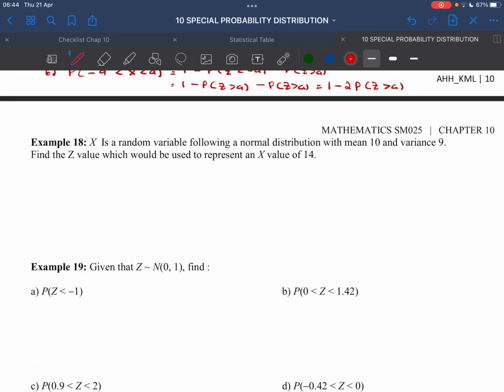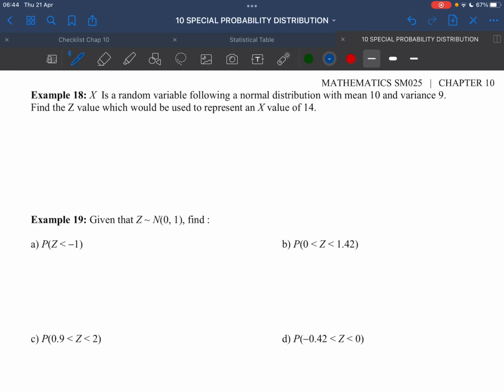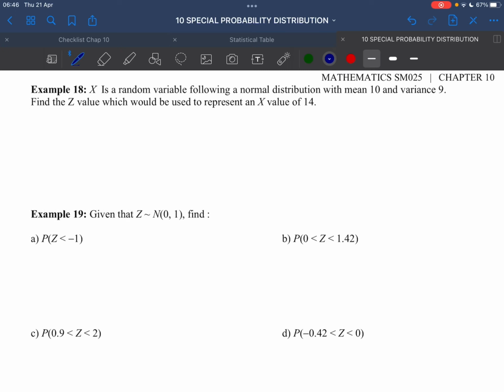Let's find out in the question here. X is a random variable following a normal distribution. So you know that this is a normal distribution question, so you have to change to standard normal distribution, with mean 10 and variance 9. Find the z value which would be used to represent an x value of 14. The formula is z equals x minus mu over the standard deviation. So here x is 14 minus 10 over the square root of 9, and you get the answer 1.33. That is how we change from normal distribution to standard normal distribution.